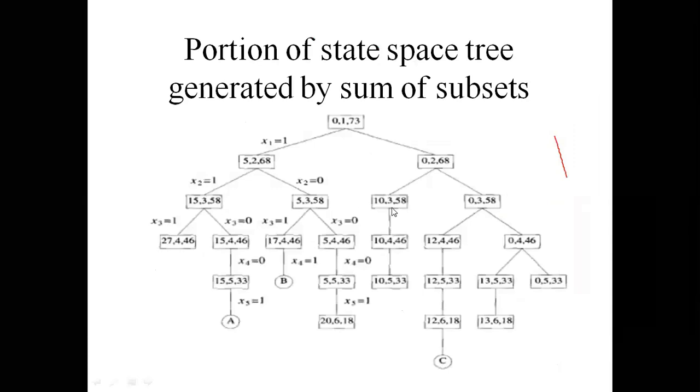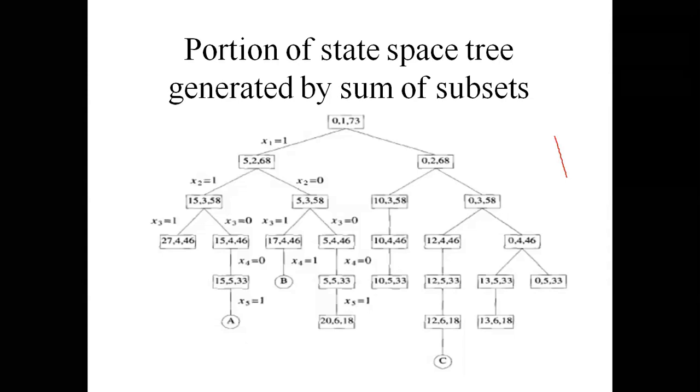See this example tree. We have n equal to 6, so 6 elements are given. M equal to 30. The total value of the subset should be equal to 30. And W is a vector with 6 elements, that is the weight vector. The elements given are 5, 10, 12, 13, 15, and 18.